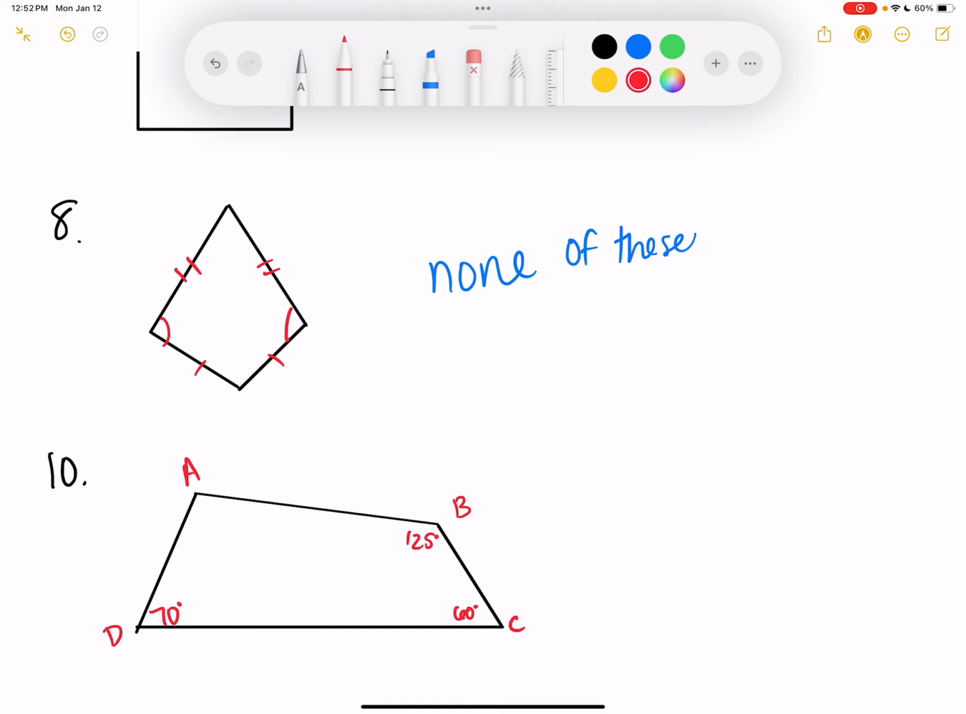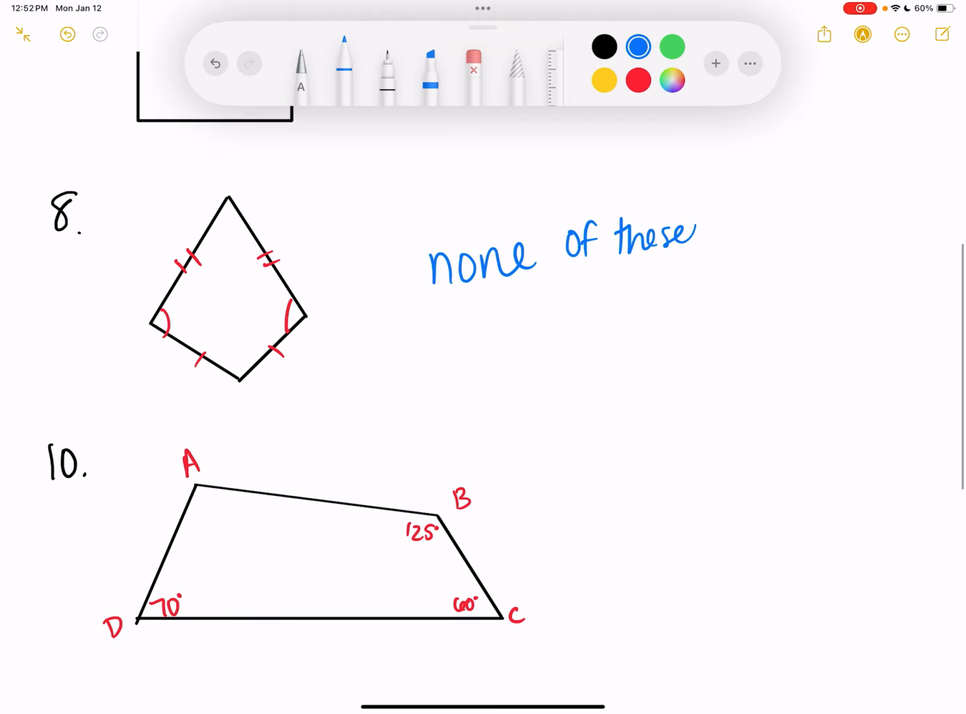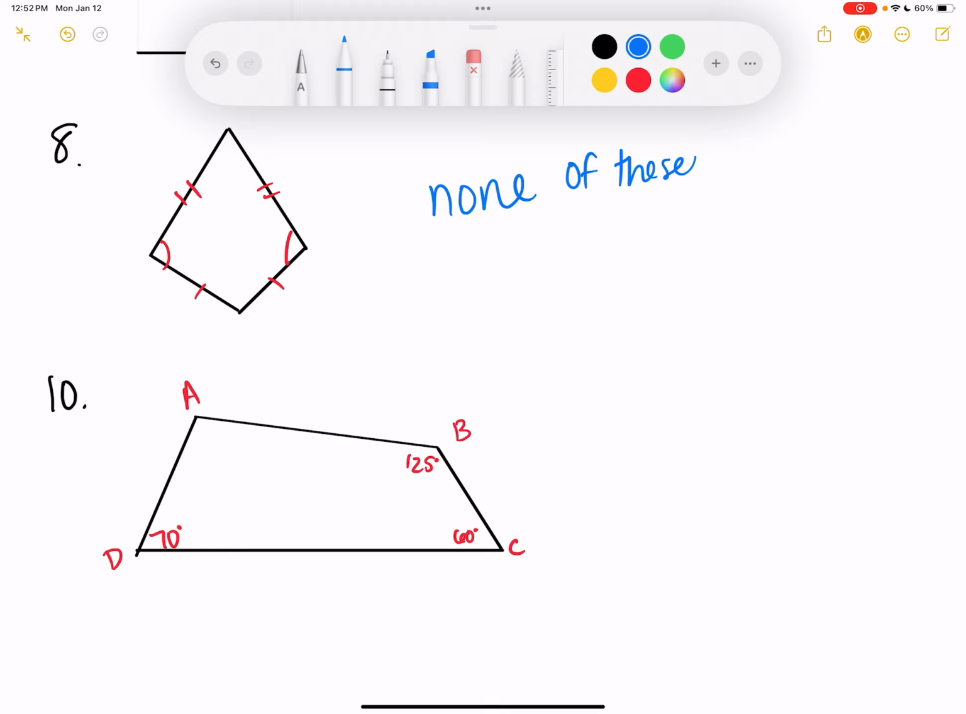Do what? How did you get that? Yep, so to find A, we do 360 minus all the other ones, so 125 minus 60 minus 70, and it is 105 degrees.